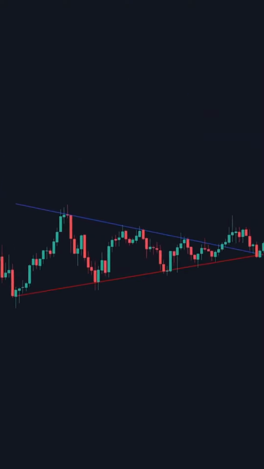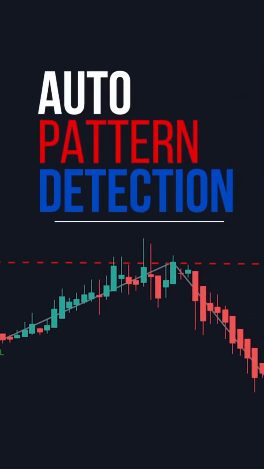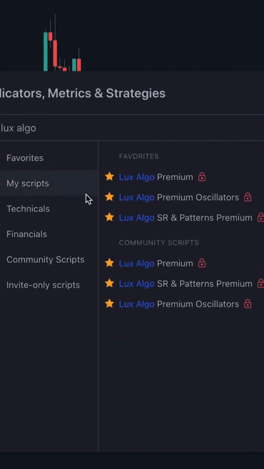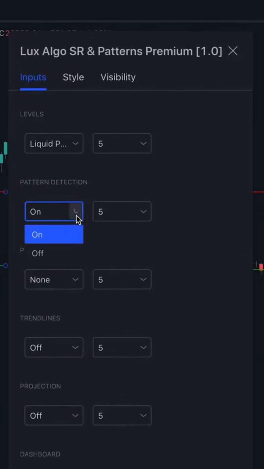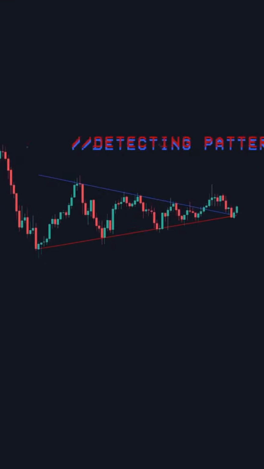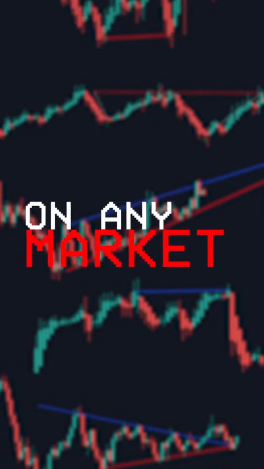I created the only indicator on TradingView with full automatic pattern detection built in. First, go to the Indicators tab and search up Lux Algo and click on this one right here. Next, go to the settings menu of the toolkit and just make sure that the pattern detection is enabled. Now the algorithm will automatically detect 10 plus chart patterns on whatever market you're looking at.